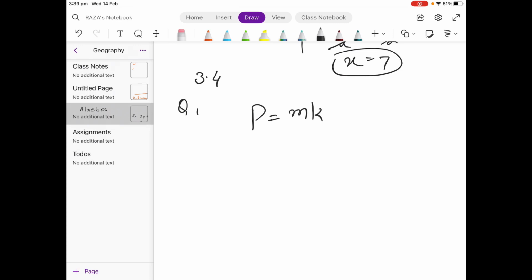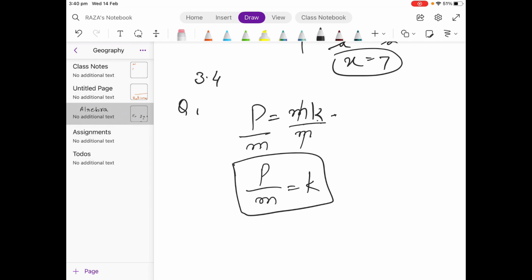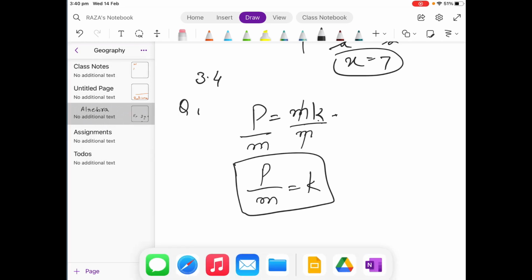So we want to separate k here. Since m is multiplied with k, we have to do the opposite of multiplication, which is division. So we divide by the number which we want to get rid of. So that is m. Divide both sides by m. Cancel these two, so p divided by m is equal to k. So now k is the subject of the equation.